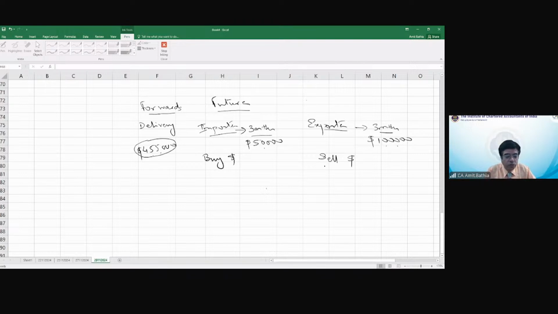Then what do I do? Should I take a buy contract or should I take a sell contract? Sir, in case of importer, I will sell a rupee, and in case of exporter, I will buy rupee. Yes, you will need to essentially, because, for example, the underlying currency may be dollars, but it is, let's say, priced in INR, right? Priced in rupees.